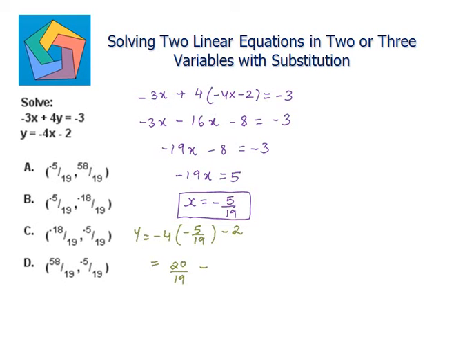And 2 can be written as 38 over 19, which is equal to 20 minus 38 over 19, which is equal to minus 18 by 19. So our answer is negative 5 by 19 comma negative 18 over 19, which is the answer in the B part.